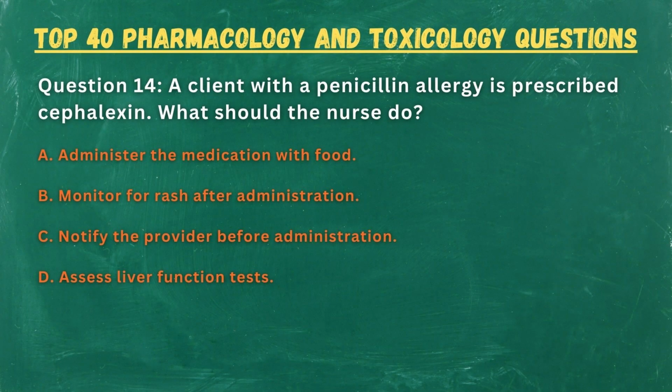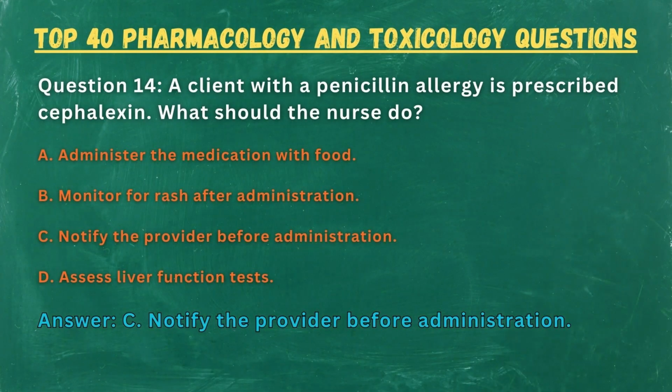Question 14. A client with a penicillin allergy is prescribed cephalexin. What should the nurse do? A. Administer the medication with food. B. Monitor for rash after administration. C. Notify the provider before administration. D. Assess liver function tests. Answer: C. Notify the provider before administration.